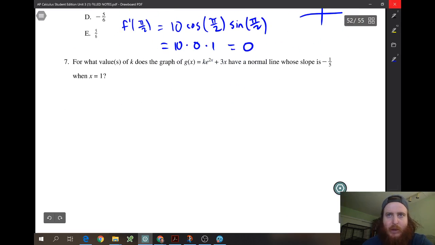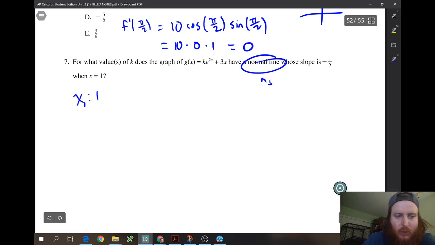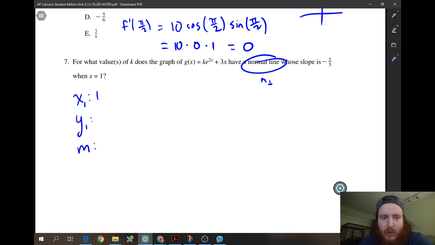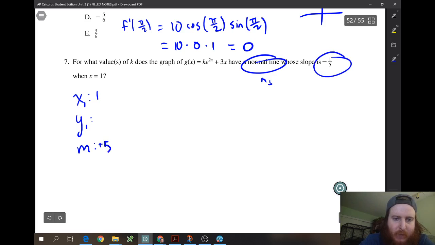Okay. Next one. For what values of k does the graph of g of x equals k e to the 2x plus 3 have a normal line, right? So that perpendicular slope. So we're going to do x1. It's 1. y1 we don't really care about right now to write the equation, but we are going to care about it to solve this, and then m. So we want to be careful because it's a normal slope, so we want to make sure we flip that. So the slope is going to be 5. Okay, and then we want to know, when does this graph have a normal slope?